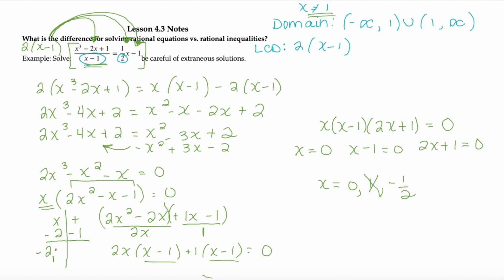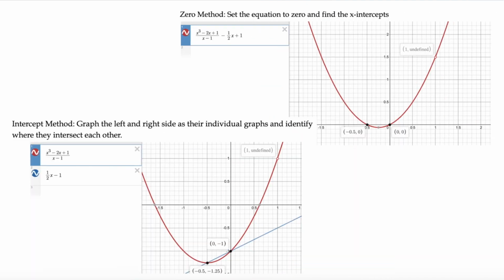Moving on to slide number 2, I have two different ways we could solve this utilizing graphing. The first method is the 0 method, where I would subtract the 1/2 x and then add 1 so that our equation is set equal to 0. The 0 method then, find the x-intercepts. Where does our graph cross the x-axis? We found 0 and negative 1/2 were solutions. Notice that there is a hole in our graph where it is undefined.